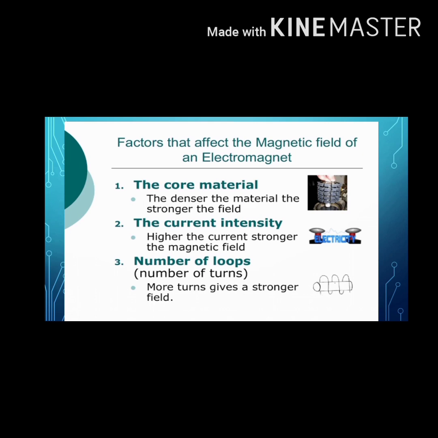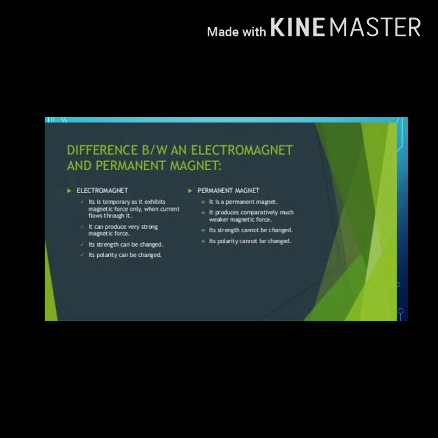That means if we reduce the length of air gap between the poles of an electromagnet, then its strength increases. Or if we increase the number of turns in the coil, the strength of the electromagnet increases. Or if we increase the current in the coil, the strength of the electromagnet increases. Now let us discuss the differences between a permanent magnet and an electromagnet.